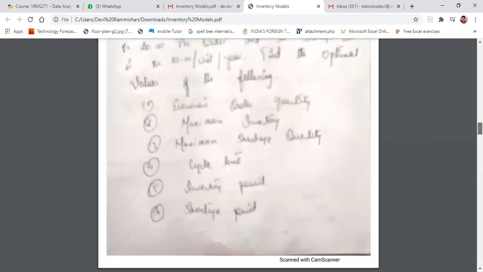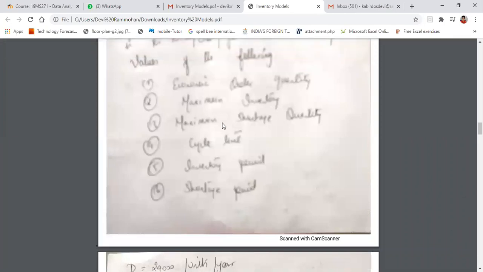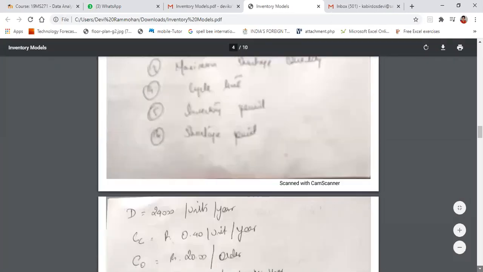Ordering cost is 20 rupees per order and shortage cost is 10 rupees per unit per year. So what you have to find out is the economic order quantity, maximum inventory, maximum shortage quantity, cycle time, inventory period, and shortage period, right? So this is what you need to find out.